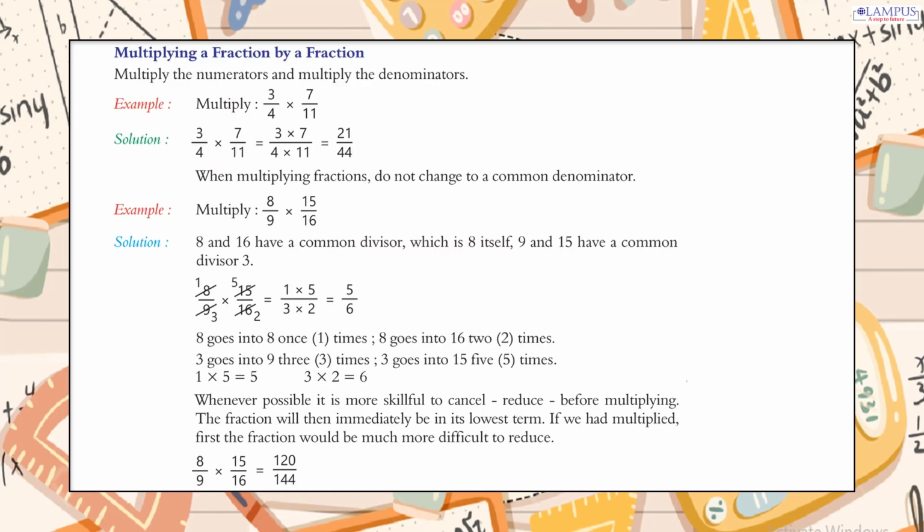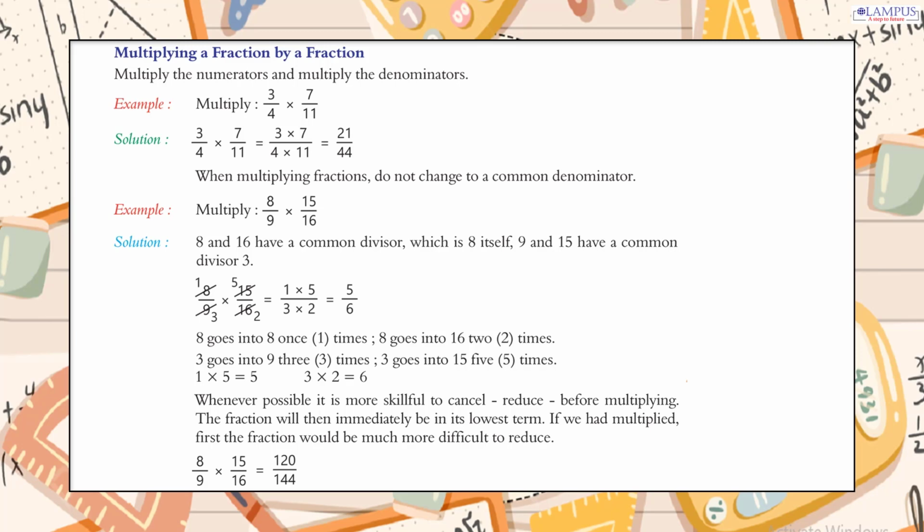Multiplying a fraction by a fraction. Multiply the numerators and multiply the denominators. Example. Multiply 3/4 and 7/11. Solution. 3/4 multiplied by 7/11 equals 3 multiplied by 7, whole divided by 4 multiplied by 11, equals 21/44. When multiplying fractions, do not change to a common denominator.